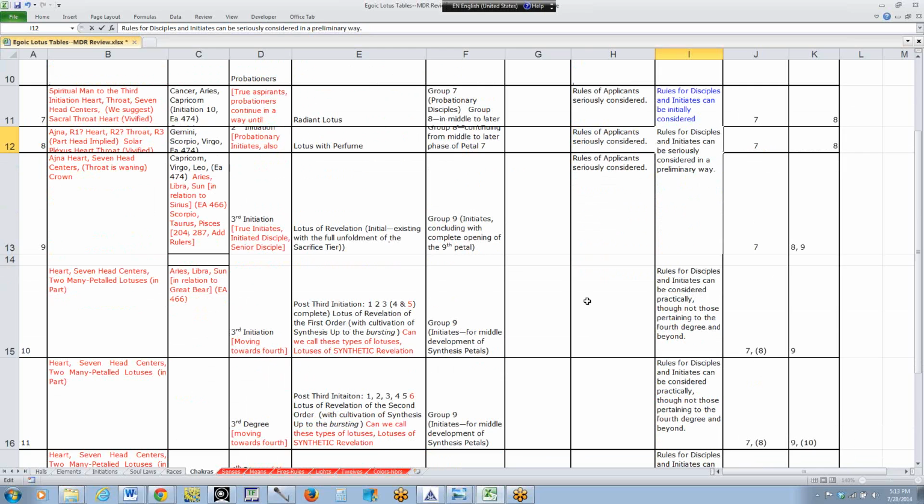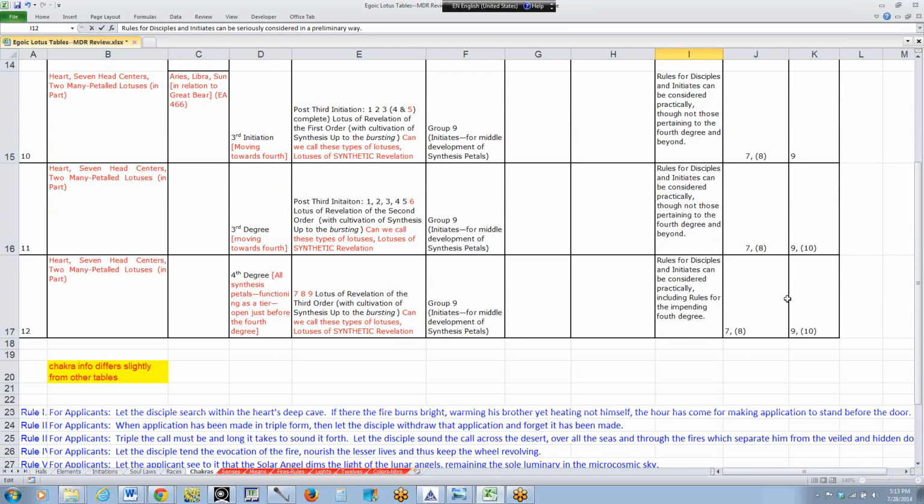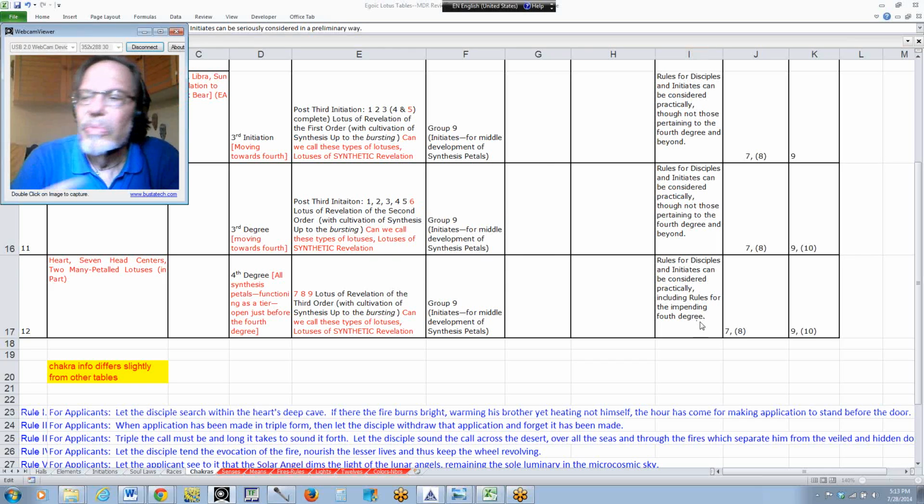However, at the third degree in petal number 9, rules for disciples and initiates can be considered practically, though not those pertaining to the fourth degree and beyond. And this I continue to say all the way through petals 10, 11, but in 12 I say rules for disciples and initiates can be considered practically, including rules for the impending fourth degree. But there are some rules actually which seem to deal with the fifth degree, and they cannot be considered in terms of the egoic lotus.